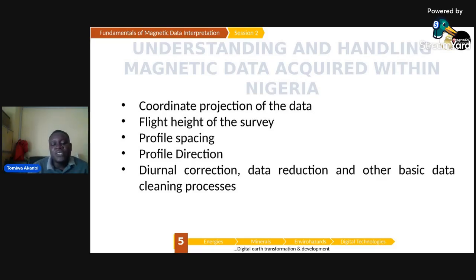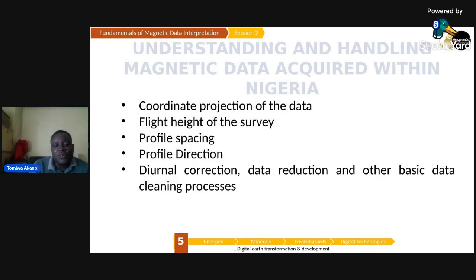So understanding the variations in flight height also helps, so that in the case whereby you are seeing an anomaly with low intensity, but you recall that the flight height is a bit high, it may not necessarily be that the intensity is low; it may be because the flight height is a bit high, so that's why the intensity is sort of low. Each of this information, when you piece them together, helps you to stay on course with your interpretation.